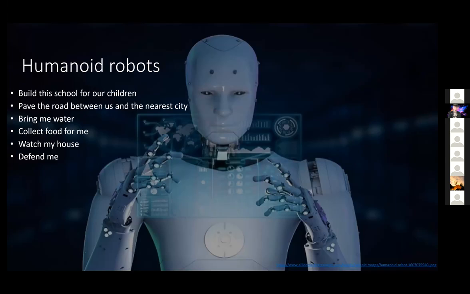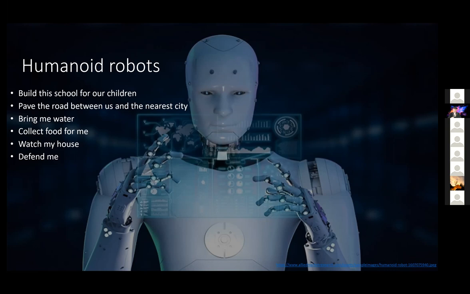After that, I mean, Elon Musk is already talking about Tesla bots. We're not quite there yet, but there's already talk of it. Well, what if you took these humanoid robots and you said, okay, go build me the school. I don't have time. I don't have energy. Build the school for me, or go pave the road for me. Connect me to a metropolitan area where I can then get healthcare or resources. Or go bring me the water. You go walk the 10 miles for me. You go collect my food for me.